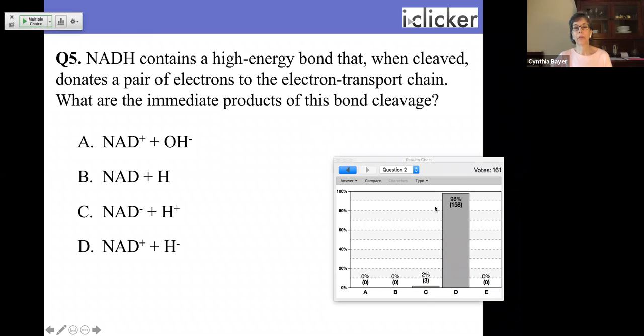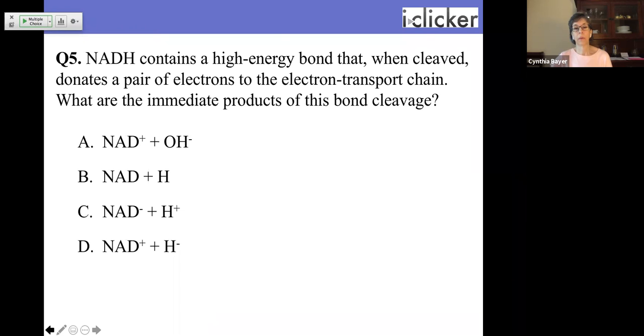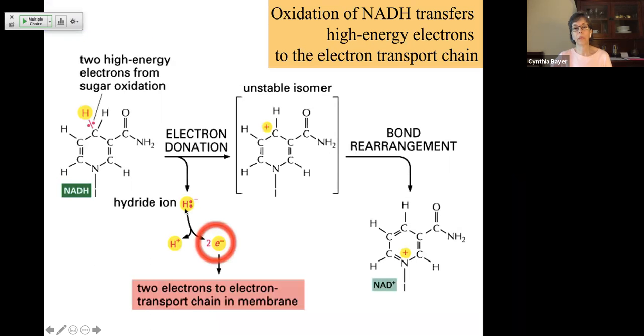The immediate products are NAD+, the oxidized form of NAD+ because it lost electrons, and our hydride ion, right? A proton and 2 electrons. Our hydride ion will be removed. The electrons are passed to a more electronegative acceptor in the chain. The hydrogen ion, the proton, is released into the aqueous solution. So that's what we're going to look at next.